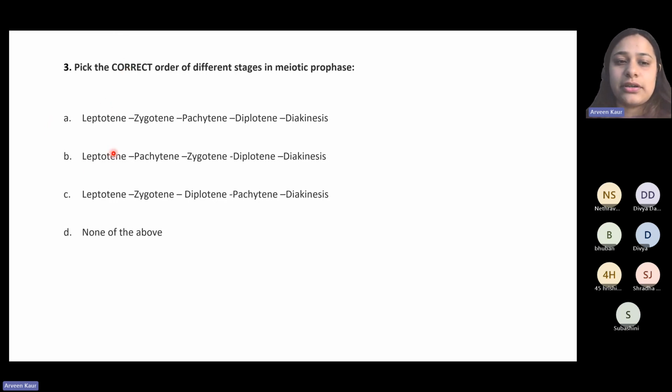So option A over here is leptotene, zygotene, pachytene, diplotene, and diakinesis. Option B is leptotene, pachytene, zygotene, diplotene, and diakinesis. Option C is leptotene, zygotene, diplotene, pachytene, and diakinesis. Or option D, which is none of the above. So I will give you a moment to recall this, and then we can discuss the answer. Just a moment.